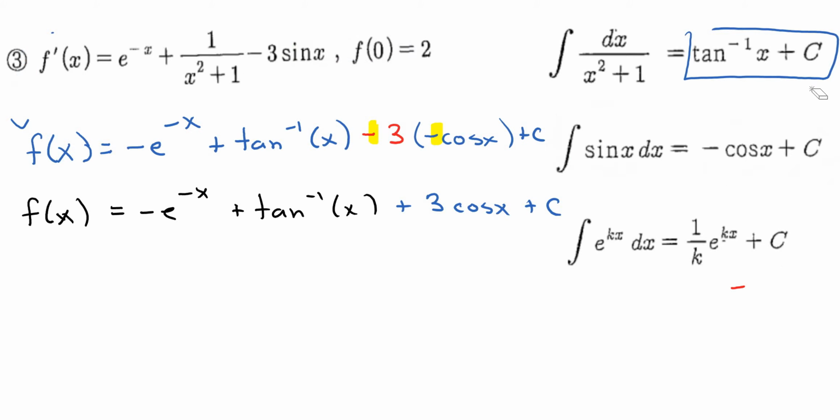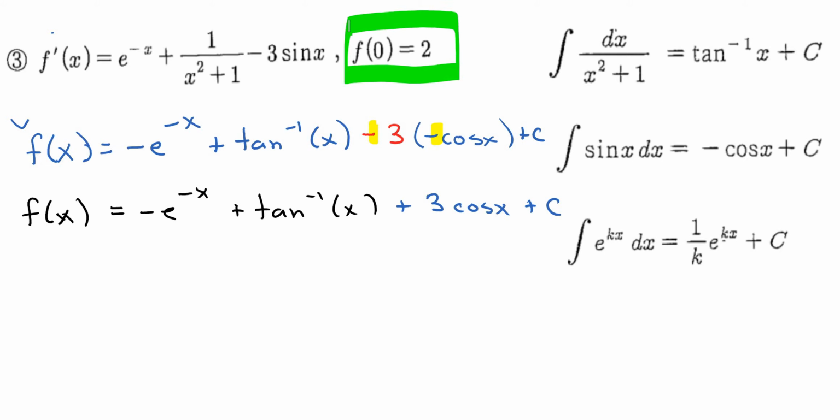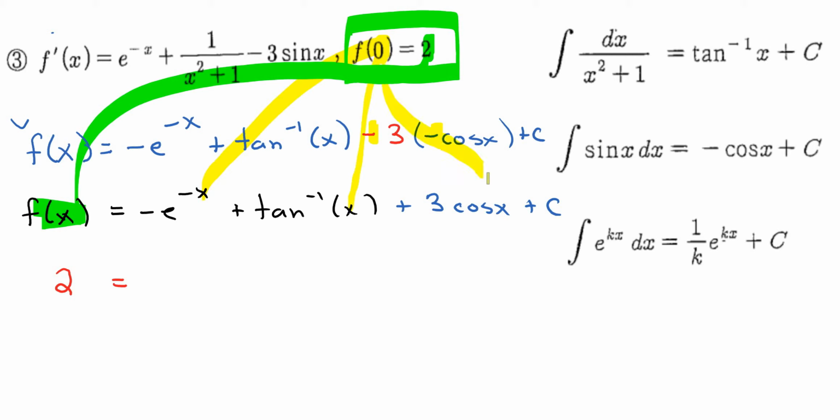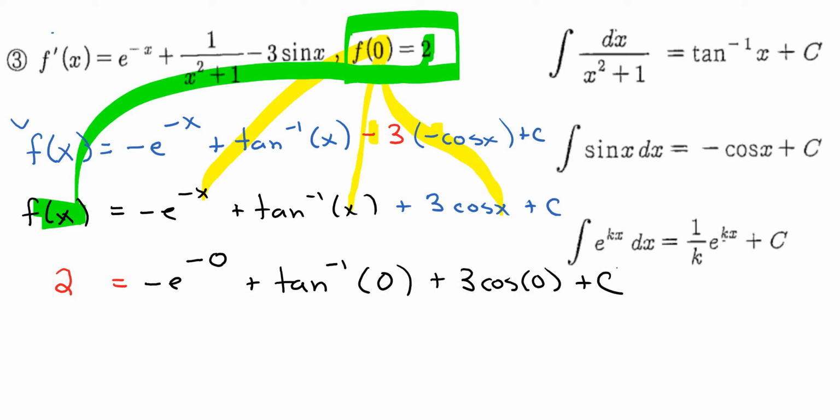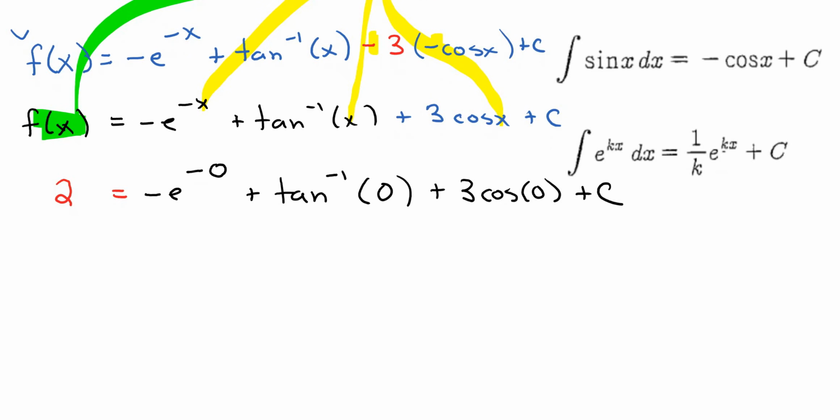And finally, in order for me to find the value c here, I need to take a look at this initial condition right here. F of 0 is 2. So that means if I take this 2, that will replace the f of x now. So 2 equals 2. And then anytime I see an x, all the x's will now change with 0. So now I have negative e to the power of negative 0 plus tan inverse of 0 plus 3 cos of 0 plus c. All right, and now let's go ahead and solve for c here.